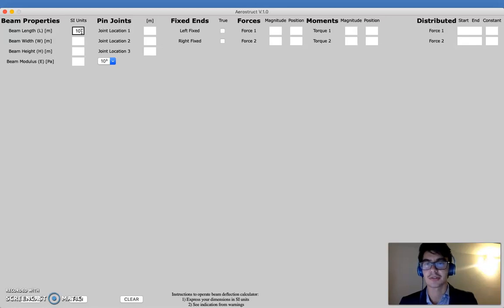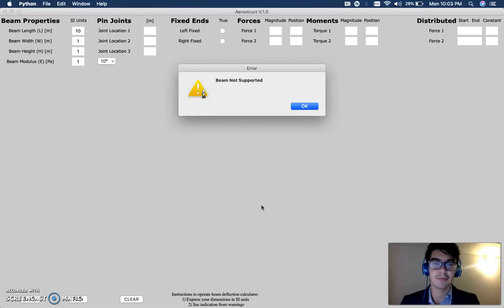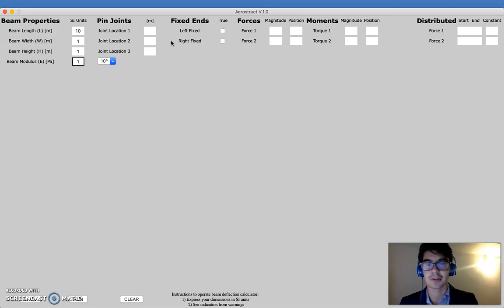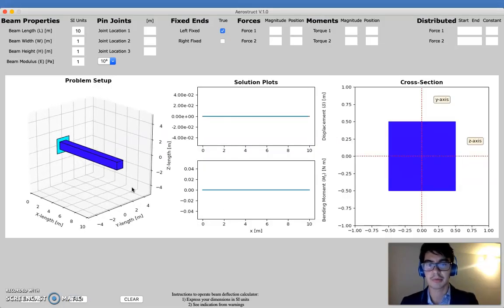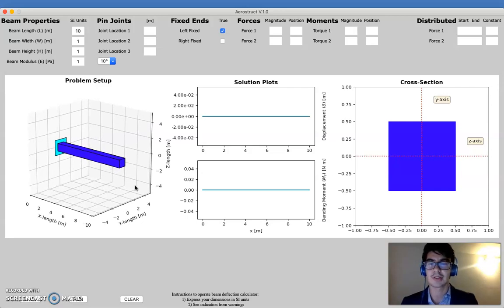So the student goes, okay, I would like to define my beam, give it some properties, and they run again, and it says, well, beam not supported. Of course, this is a solid mechanics problem. The beam cannot be floating in the air. So students go, okay, there's an option here for fixing the left end. Let's do that. And there you go. The whole problem and its different parts are displayed right in front of the student.